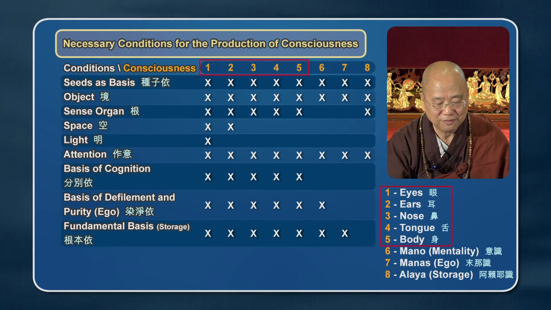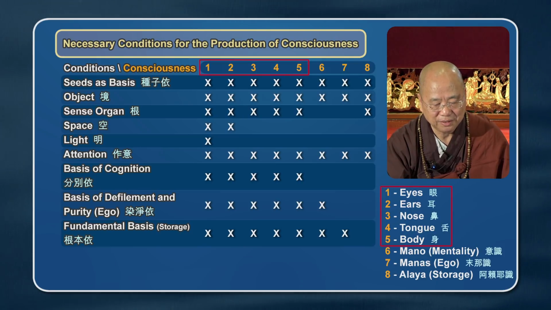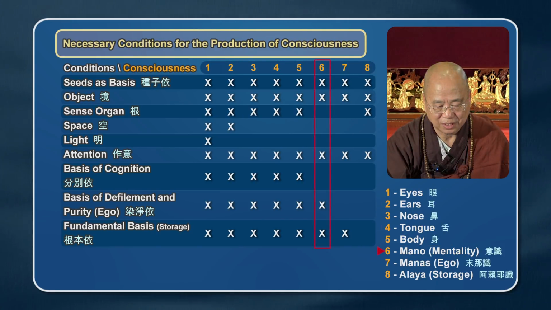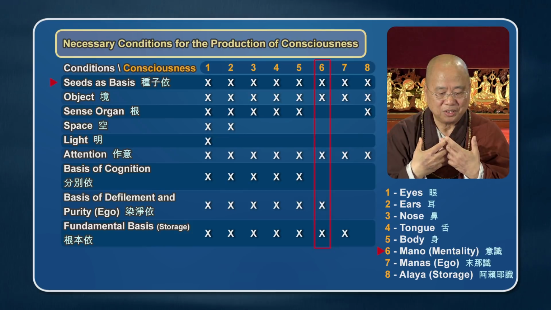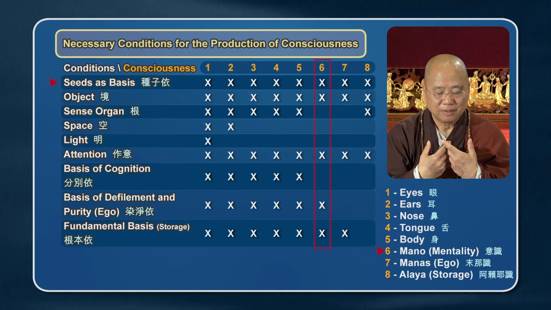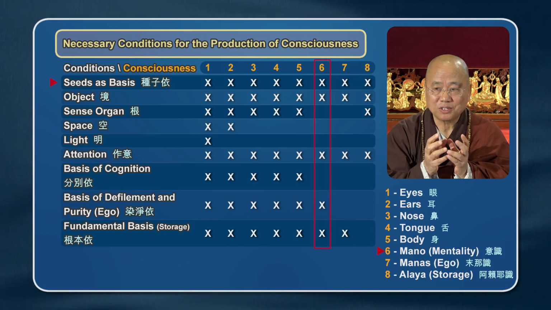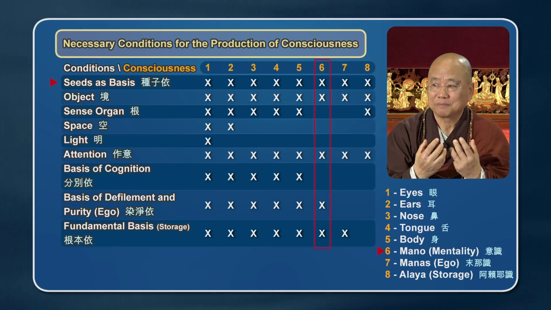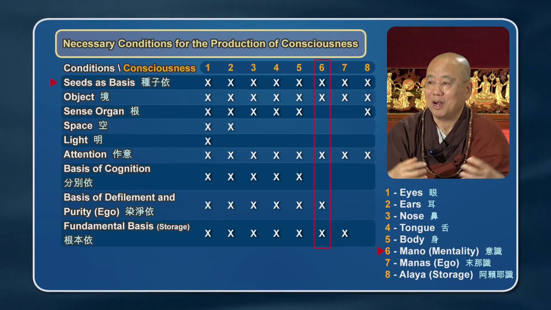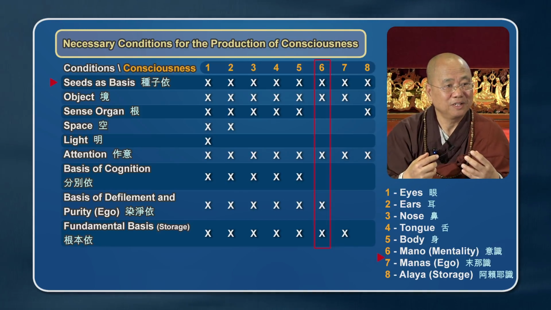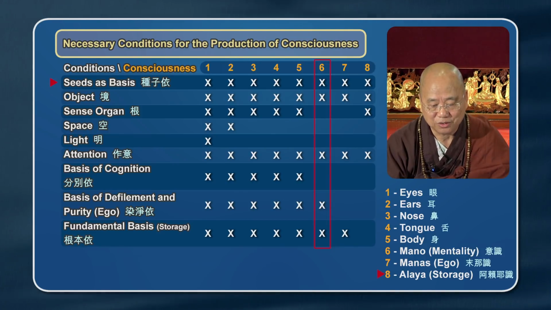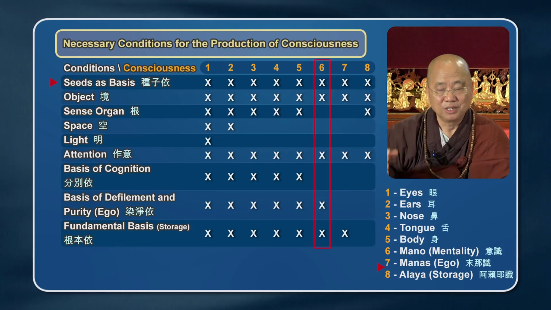The next on the agenda is the conditions for the production of consciousness. The first five we have already studied. How about the six that we're studying now? The first one is seeds as basis. For the sixth consciousness to work, it requires memory, requires the disk drive, right? What is that disk drive? The disk drive is the eighth consciousness, the storage consciousness.